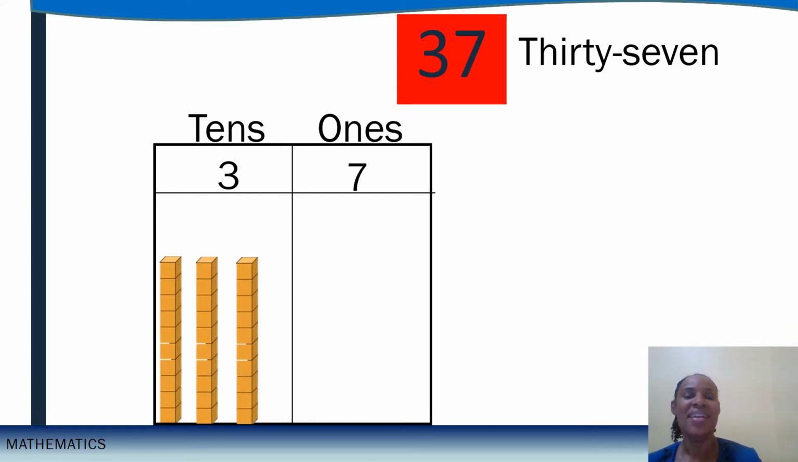Excellent. And now for 7 ones. How many units will we use? Amazing. We will use 7 units. Great going, boys and girls. There we have it. To represent 37 with base 10 blocks, we use 3 longs for 3 tens and 7 units for the 7 ones. You're doing well, boys and girls.